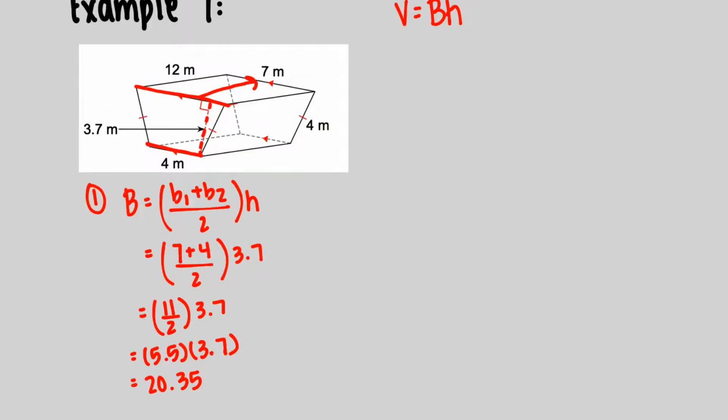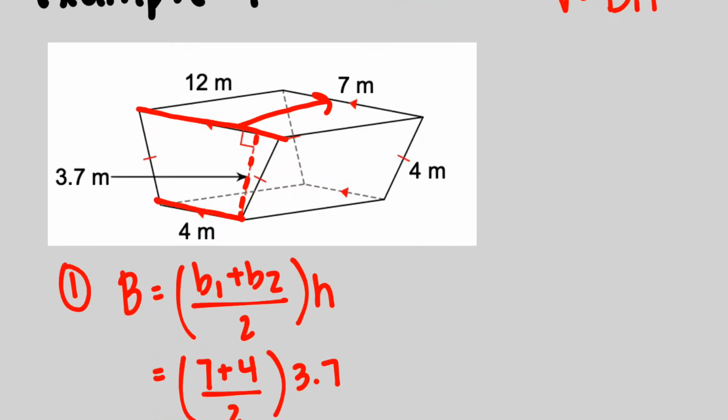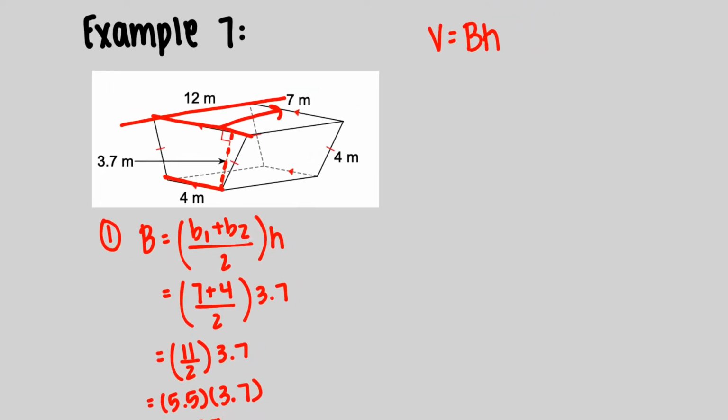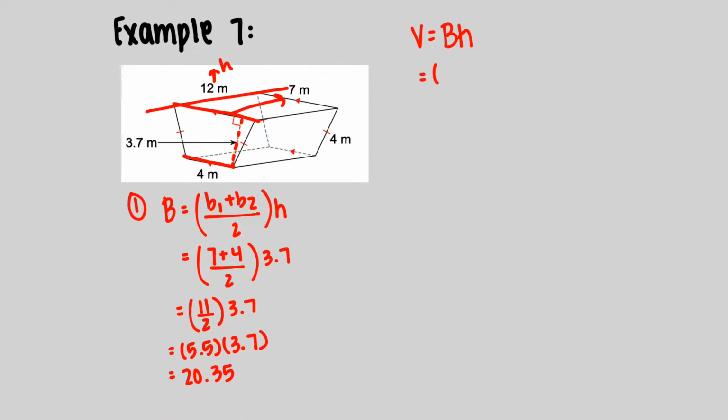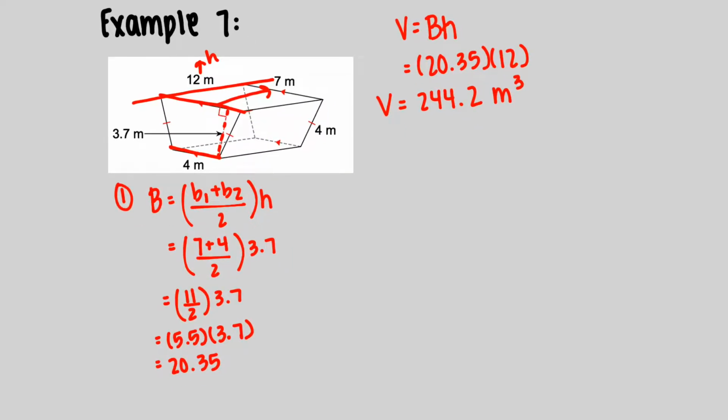So before we can plug into our volume formula, we need to look at our 2 bases, and we need to look at the edge or the side that connects the 2 of them. That's going to be our height, and it gives us that being 12. So this is our height. So the area of our base, remember that was 20.35, and our height for the volume is going to be 12. When I plug in 20.35 times 12, I get 244.2. Your measurements are meters. Remember, it's cubed because we are in volume. So the volume for this trapezoidal prism is 244.2 meters cubed.